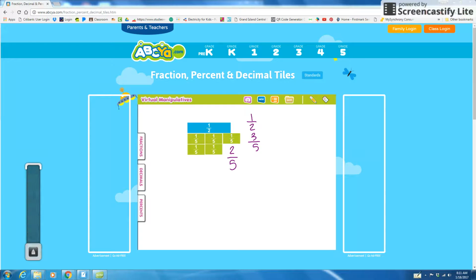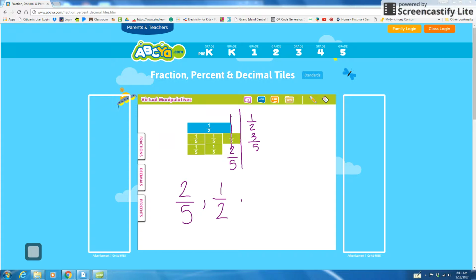And all we simply need to do is look at this and say they wanted us to go from least to greatest. So I need to look which fraction strip is the shortest compared to the three. And I say that's my 2/5. So I'm going to put my 2/5 here. Now I need to look which one falls in the middle. And I say, well, that's kind of my 1/2 here, because the longest strip that sticks out here is my 3/5.